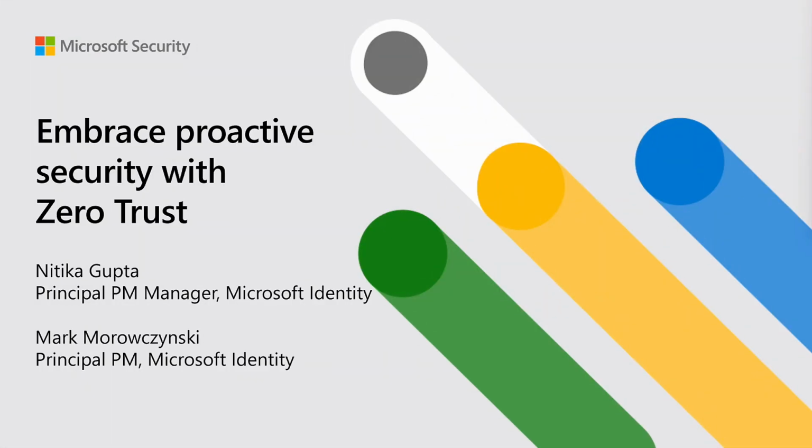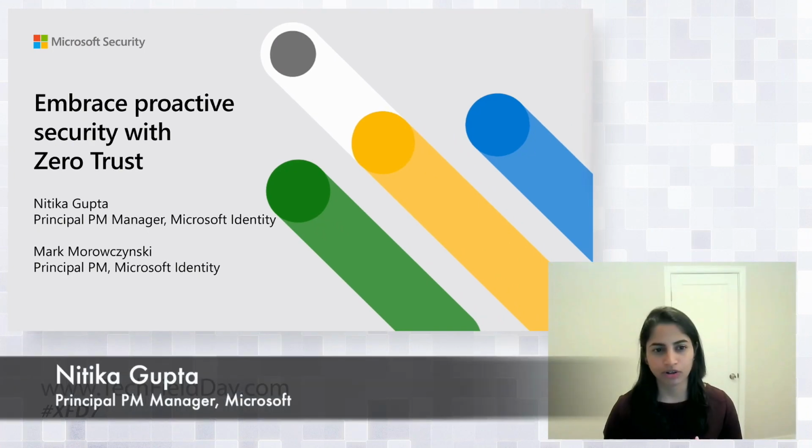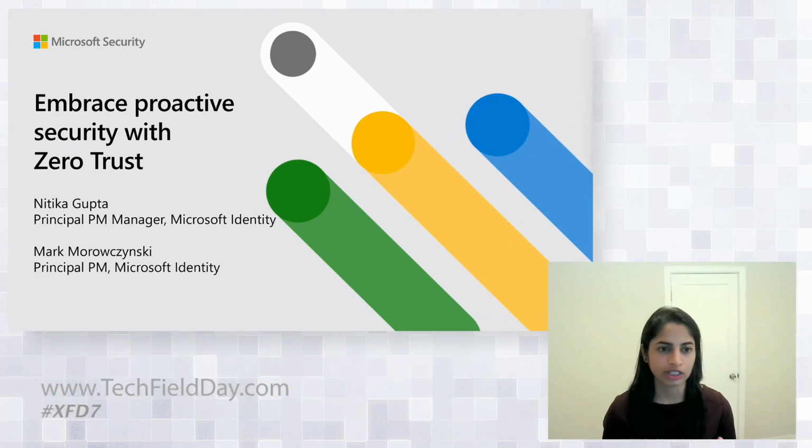My name is Nitika Gupta. I am a program manager lead in the Microsoft Identity team. My team is responsible for all our IT admin capabilities for identity security. So that spans across conditional access, which is our zero trust access engine, our strong authentication story, which allows you to verify the identity, as well as our identity posture capabilities as well.